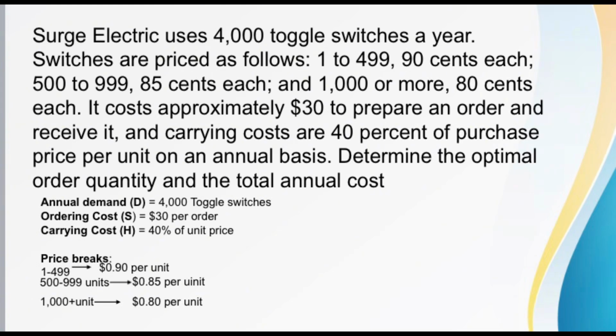So the annual demand is 4,000 toggle switches. The ordering cost is $30 per order. The carrying cost is 40% of unit price. The goal is determining the optimal order quantity that minimizes the total cost.